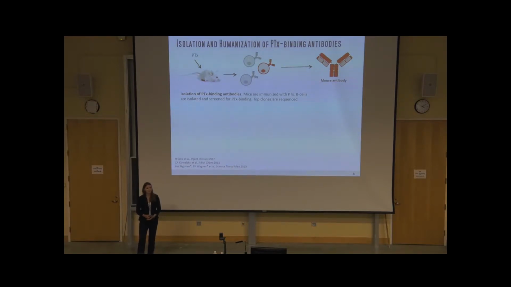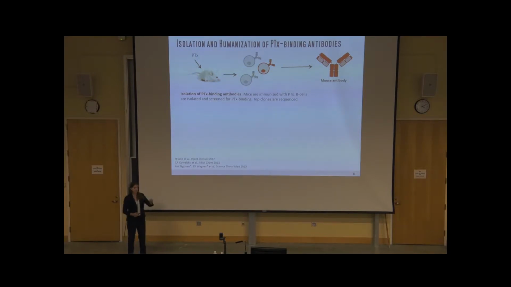So the question is, how can we isolate antibodies that bind this pertussis toxin? This is basically done by an immunization. The toxin is injected into the mice. A mouse will make its own antibodies against the toxin, which are secreted from these B cells here. So you can then isolate the B cells and screen a bunch of them and pick out those which seem to be effective. So this will give you a mouse antibody.